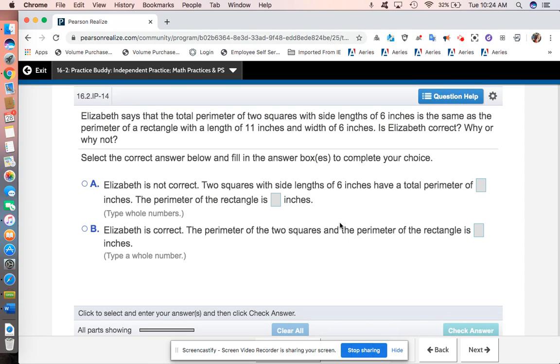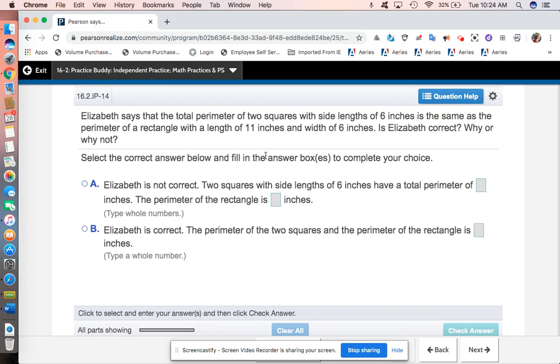Elizabeth says the total perimeter of two squares with 6 inches each is the same as a rectangle. So I have two squares. Okay, the perimeter of one square is 6 times 4 is 24. So if I add 24 and 24 together, the perimeter of two squares added together is 48.